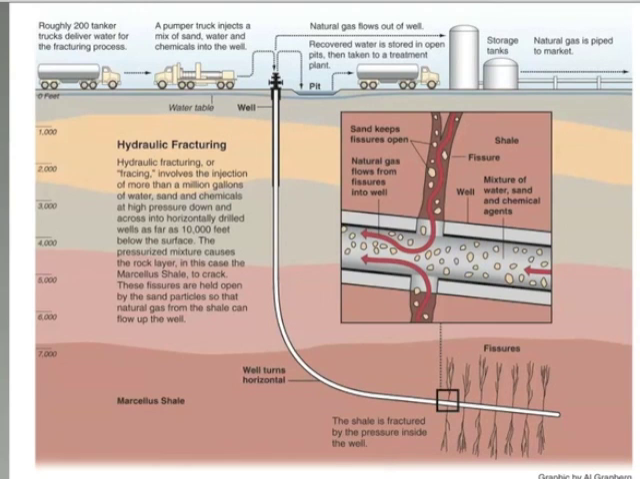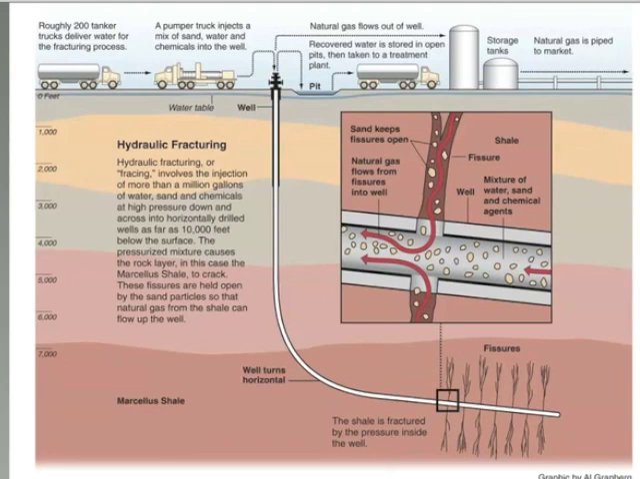So we begin with the movement of millions of gallons of water, thousands of gallons of chemicals, and tons of sand to the drill site. You can see the trucks there. The well is drilled. The well will have multiple layers of steel pipes, metal pipes, and cement. It will begin vertically and go down to just above the shale formation.